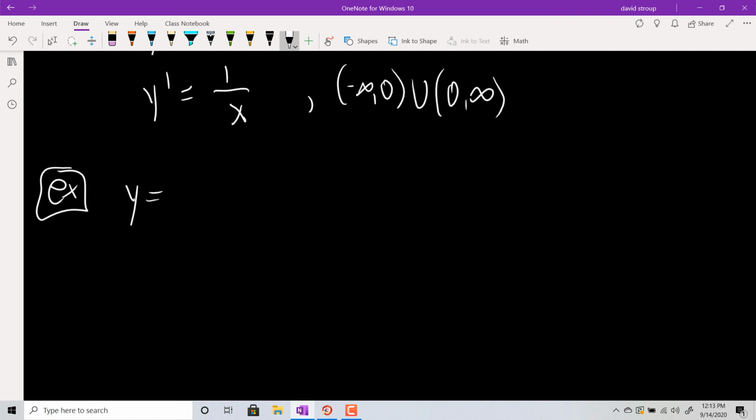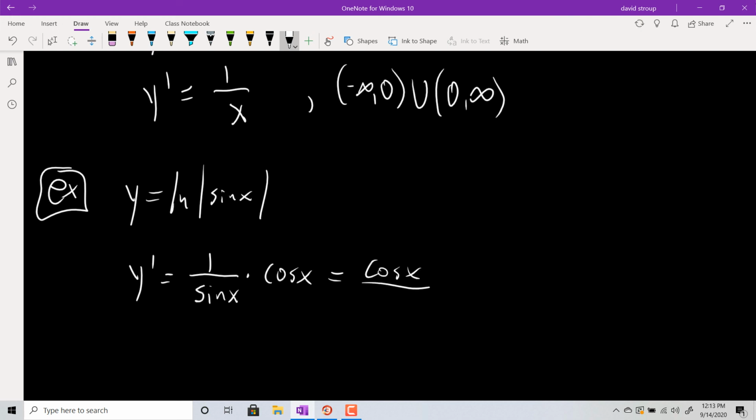Y equals ln of the absolute value of sine of x. I'm just ignoring the fact that there's absolute values there and taking the derivative as I would normally. So it's going to be 1 all over u, in this case u is sine x, times the derivative of u, which is cosine x. So I'll end up with cosine x all over sine x, which of course is just tan x. Or rather cotan x, sorry. Cotan x.